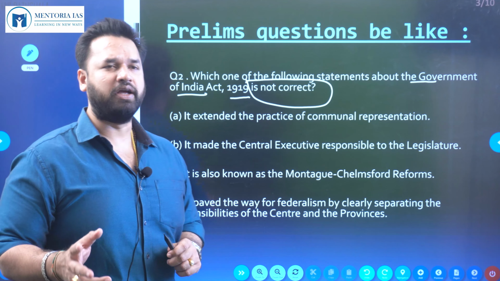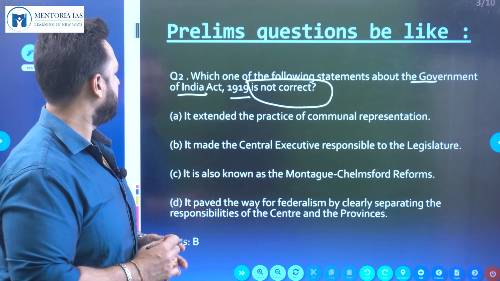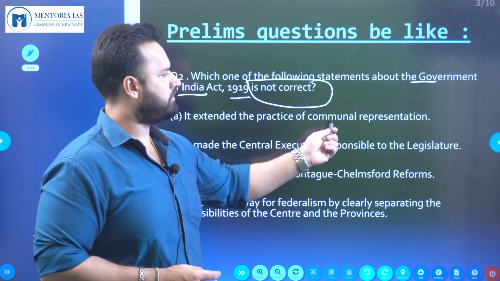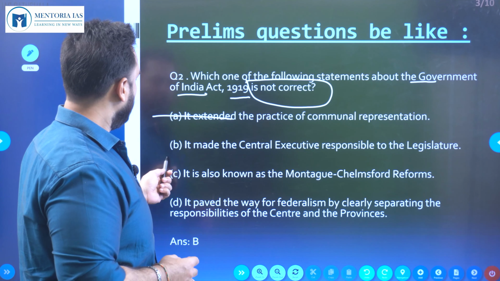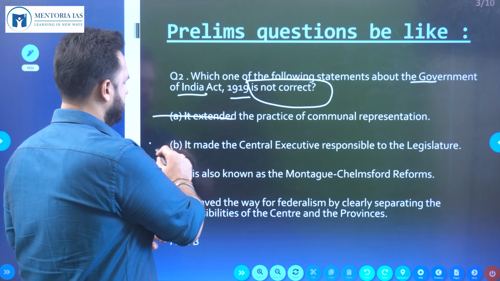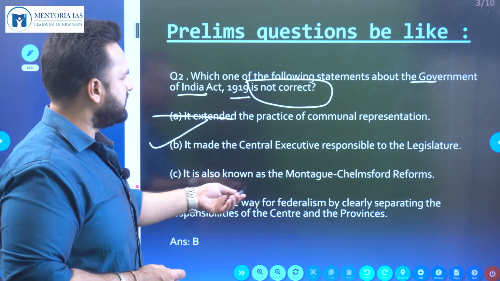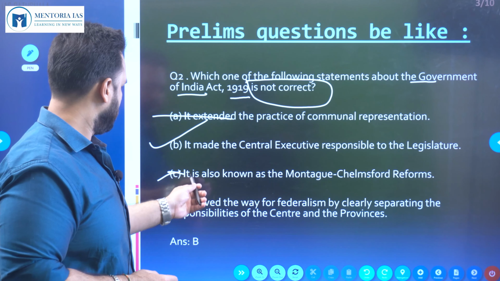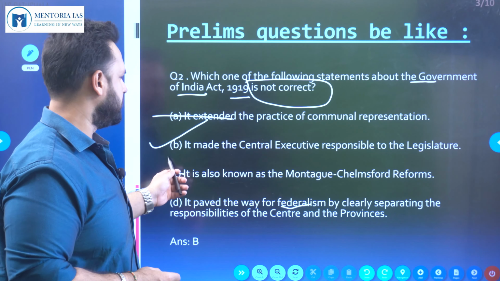So we have to identify which is not correct. That means eliminate the correct options. It has introduced separate electorate. Yes, so eliminate. It made the central executive responsible. No, it did not make. So this should be the answer. So this is the incorrect statement. And option C is Montague-Chelmsford. It is correct. And D, it paved the way for federalism. Correct. So the incorrect option is B.